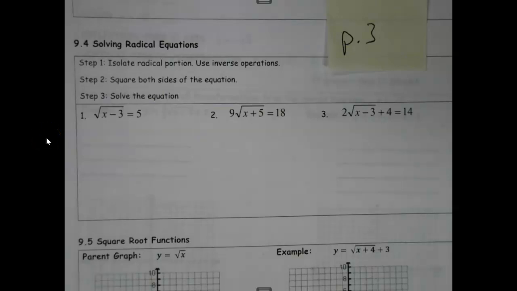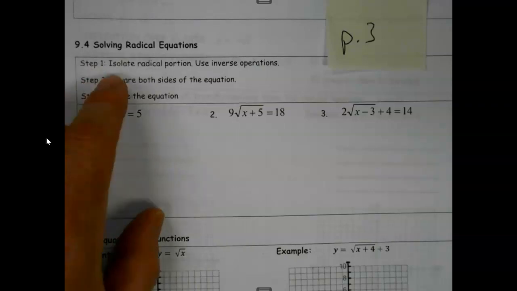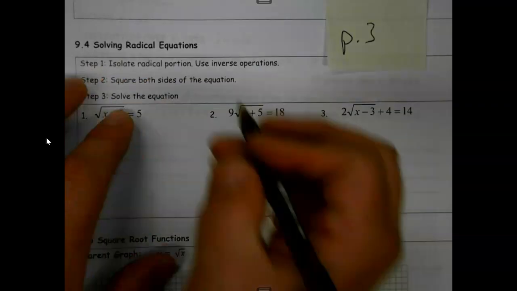9.4. We are going to get into equation mode. The steps here are pretty straightforward. The one thing we might have to do is a little button press or two to put in here, but we'll see. So, okay. Step 1. Isolate the radical portion.